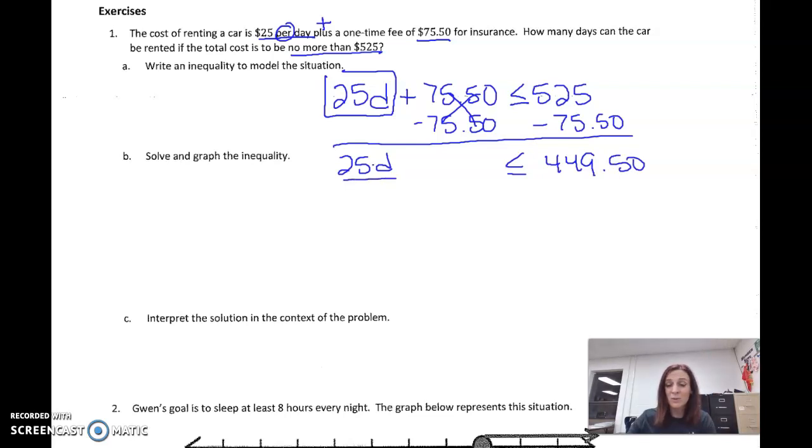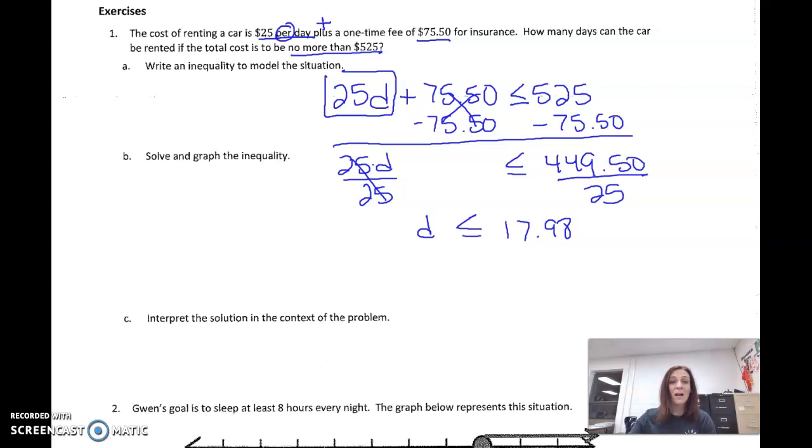Now I undo the multiplication with division. Divide by whatever that coefficient is. Whatever we do to one side, we do to the other. And we get D and 17.98. Okay, now notice I paused there. I was going to say bring down my sign, but we ask ourselves one more question. Did I multiply or divide by a negative number? No. It's a yes or no question. I'm not asking if you multiply or divide. Yes or no question. Did I multiply or divide by a negative? No. So our sign is preserved.